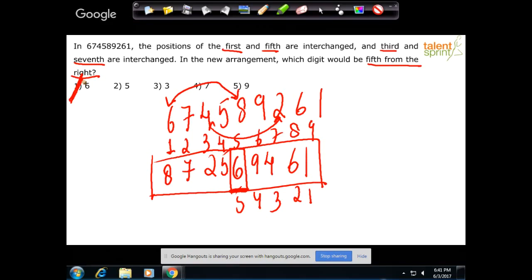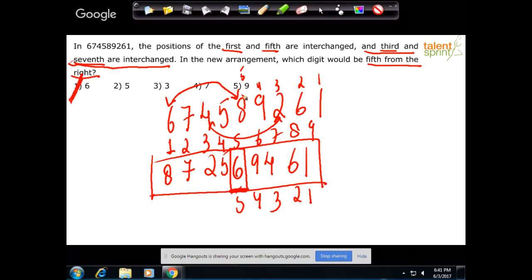Now, let me tell you a very small shortcut here, boys and girls. If you get this question in an actual competitive exam, first count from the back 1, 2, 3, 4, 5. And if you notice that the minute you replace the first digit with the fifth digit, you have your answer. You don't even need to go to the second part of the question that says the third and the seventh are interchanged. You just need to interchange the first and the fifth and you get your answer.